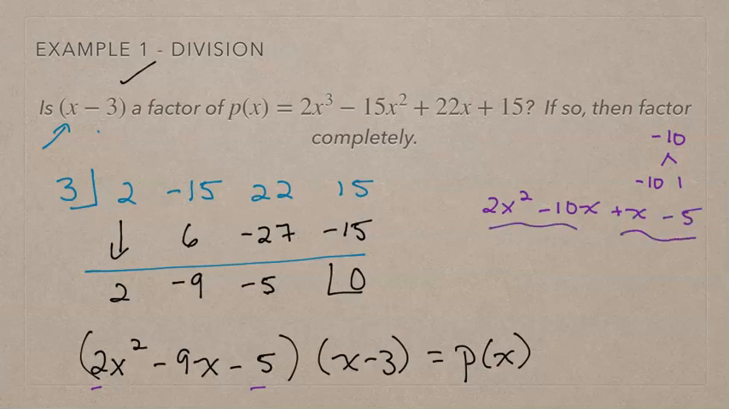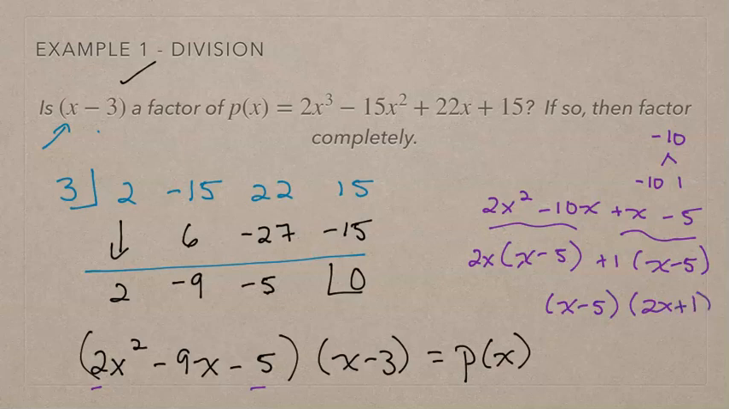And I'm going to squiggle here, squiggle there. I'm going to pull out a 2x as my GCF of the first two terms, and I have x minus 5. I already have x minus 5 here, so I'm going to pull out a 1 as a placeholder there, and I have x minus 5. So my common factor here is x minus 5. My leftovers factor is 2x plus 1. So now I've factored out this polynomial here into these two factors.